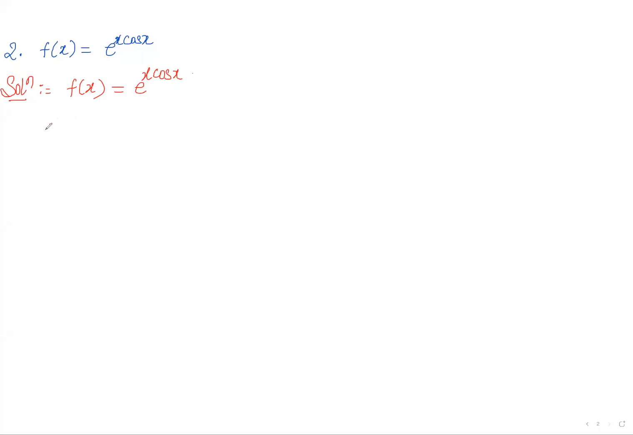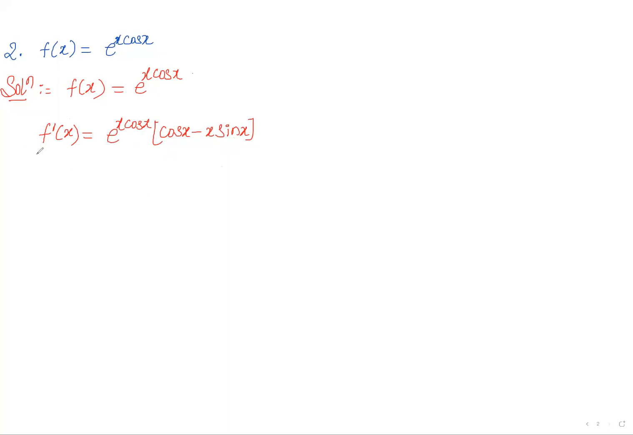Differentiate this function, we are getting first derivative f dash of x is equal to e raised to x cos x as it is, into the derivative of x cos x: cos x plus x into minus sin x, that is cos x minus x sin x. Is it okay now? Yes, ma'am.